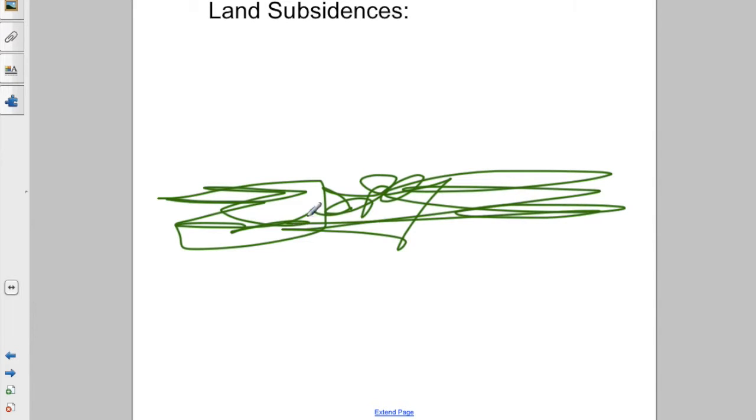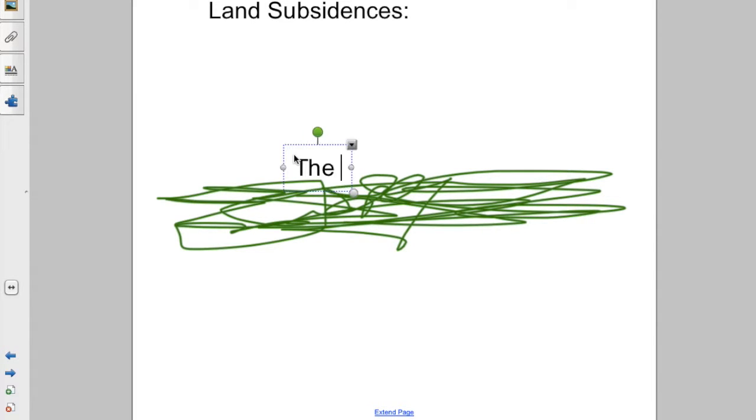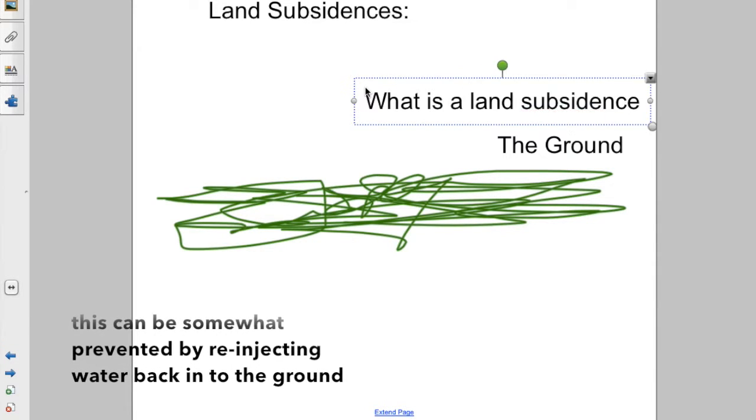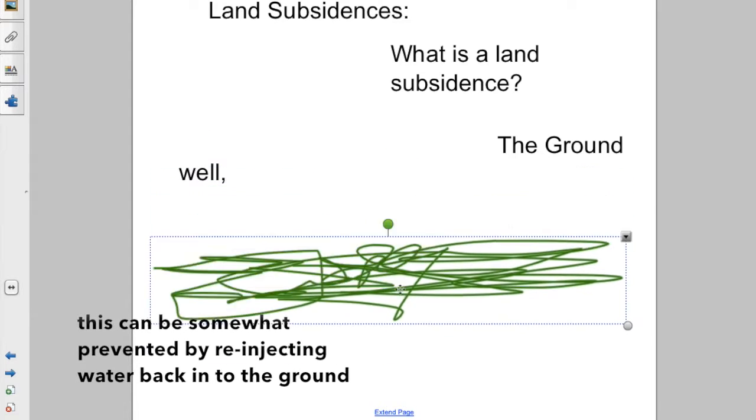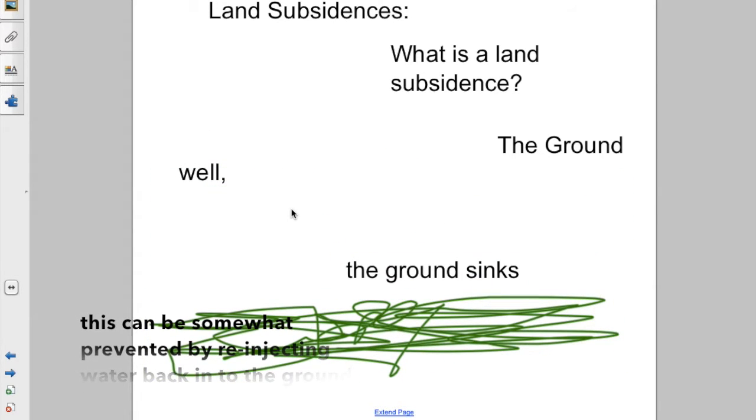One major problem with GEGPs is land subsidence. A land subsidence is a phenomenon in which the land surface that the GEGP is built on sinks because of the removal of water from the reservoir. Most GEGPs re-inject the used water back into the ground to help prevent this.